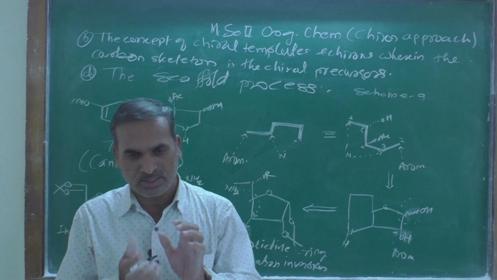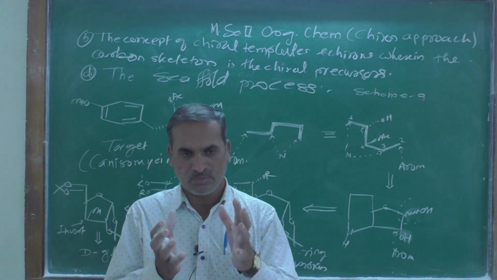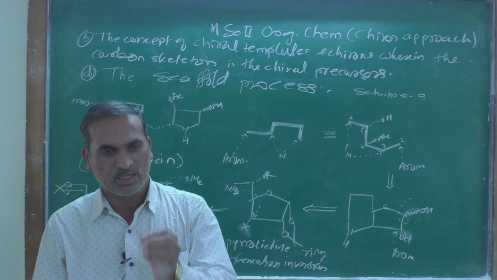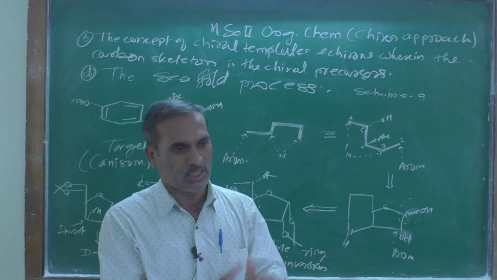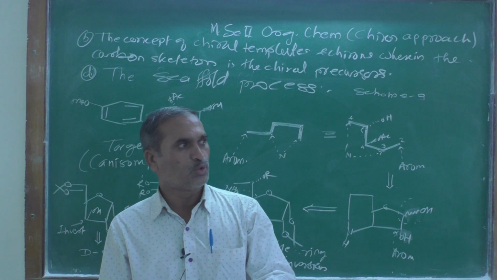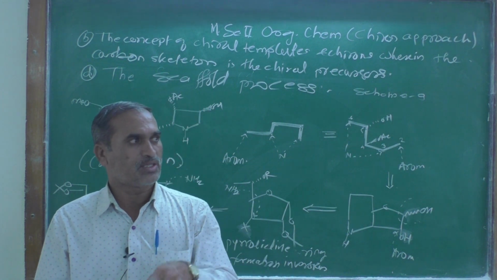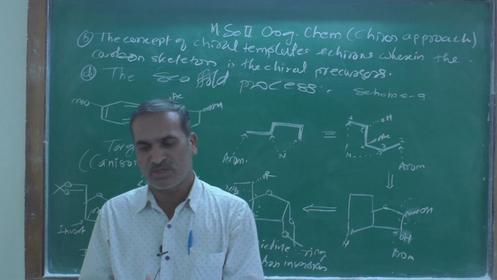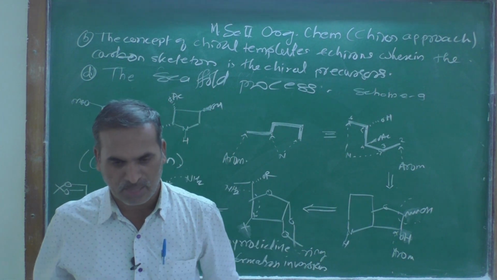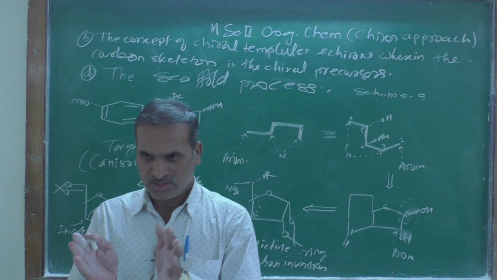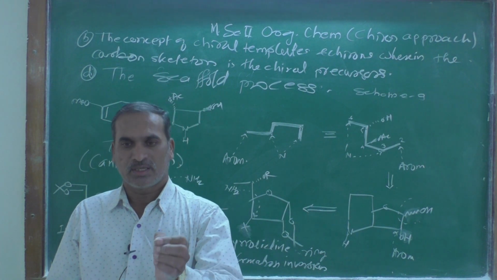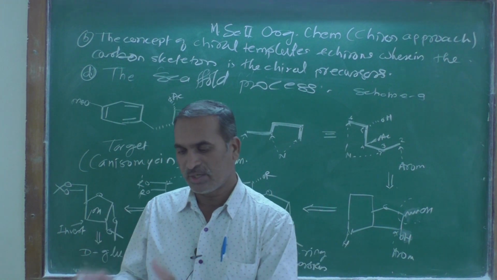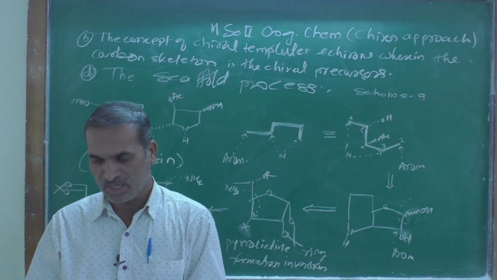What did we discuss yesterday? Yesterday we discussed the transfer of chirality with the help of one example, 2PGF2 alpha, which is one of the target molecules we considered, and with that example we have seen how the transfer of chirality can be achieved.